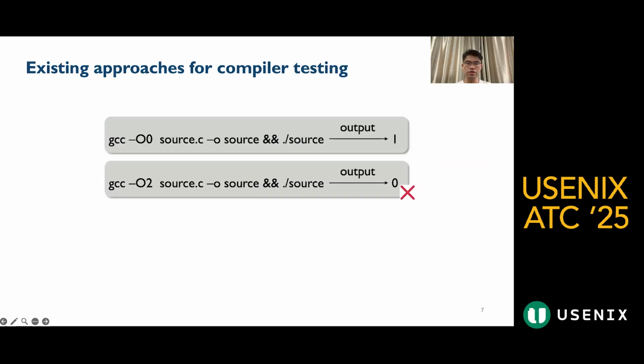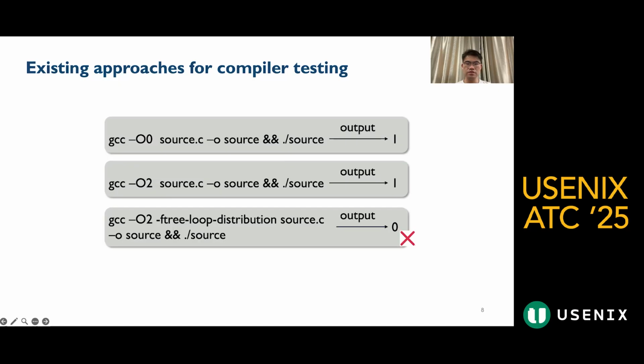For example, if you compile the source program with GCC using -O0 and get 1 as output, but compiling with -O2 gives you 0, that might be a bug. Some methods even refine this by tweaking specific optimization flags, like adding -ftree-loop-distribution on top of -O2. If the output changes, there might be a bug.